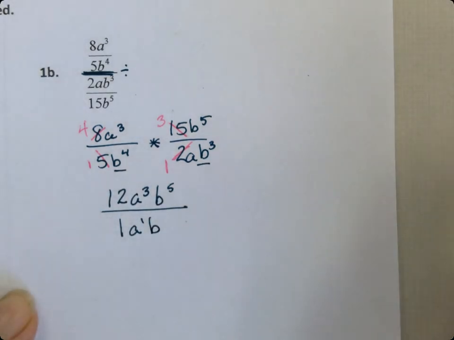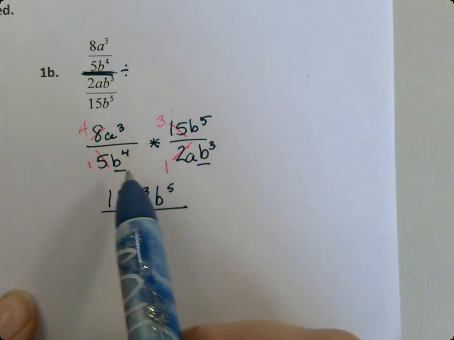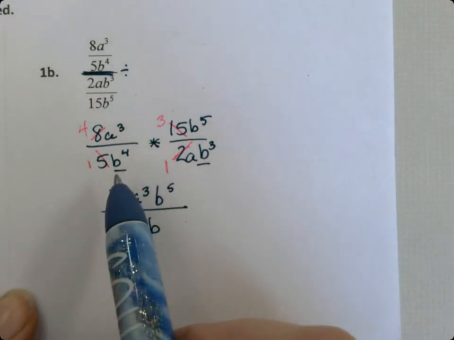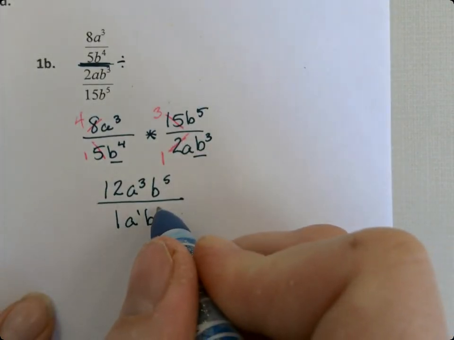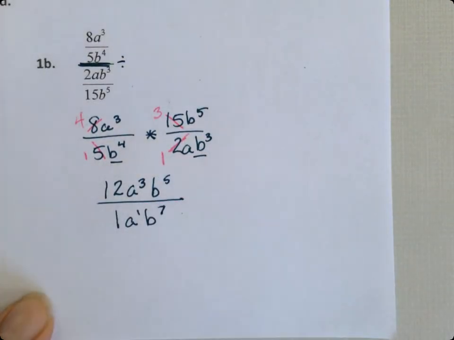Do you remember what to do when we have to multiply the bases? Well, how many b's are there? There's 4 here and 3 here. So how many b's would there be if we wrote them all out? B to the seventh. So when you're multiplying, you add the exponents.